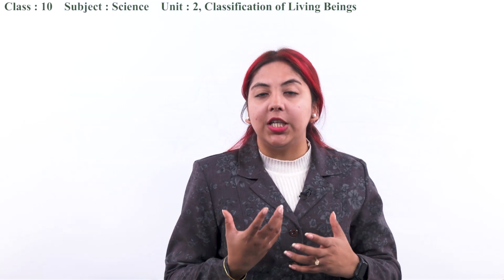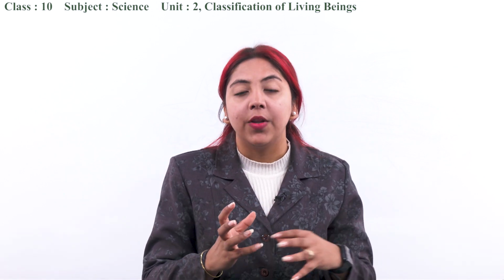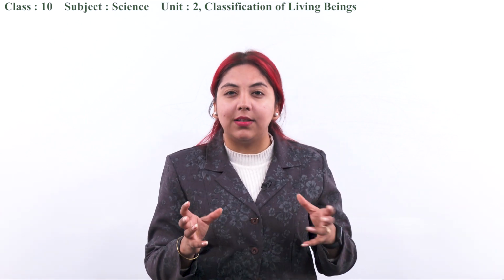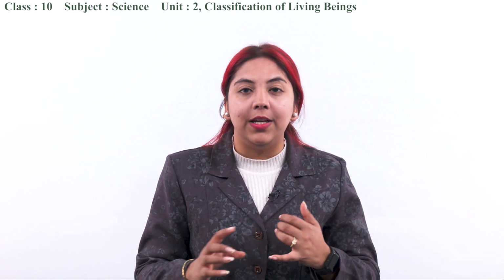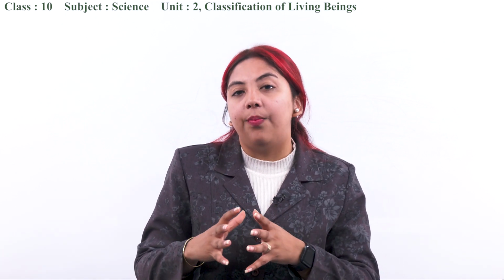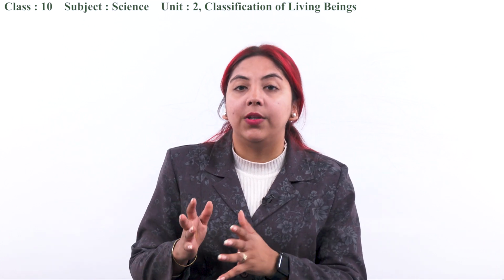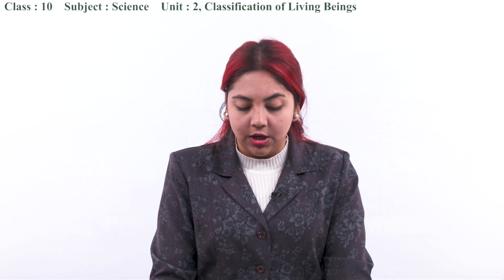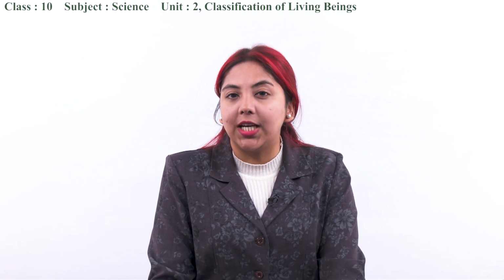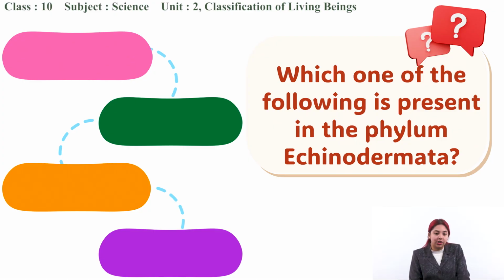In this class, we studied about the most advanced invertebrates, that is the Echinodermata. We also studied about the phylum Chordates, the basic classification of phylum Chordates: Hemichordata, Urochordata, Cephalochordata and Vertebrata. And we also studied about the basic characteristics of the Chordates and vertebrates, and we also studied about Pisces. So let us try to check our knowledge by trying to solve a few questions that I have for you guys. So the first question is, which one of the following is present in the phylum Echinodermata?